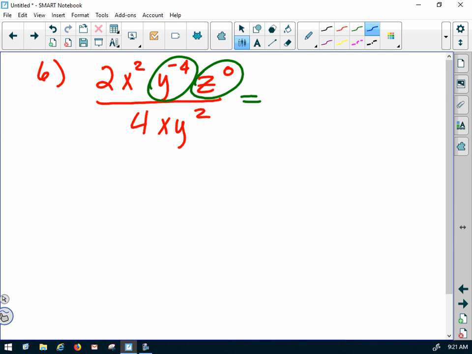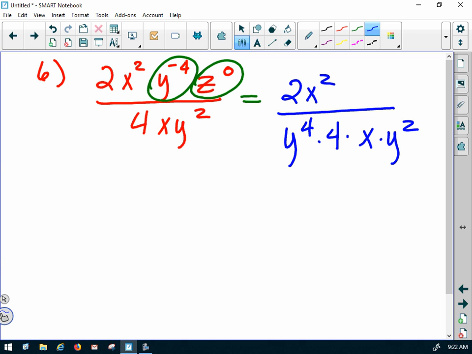So I've got 2x squared. Now, where's that y to the negative 4th? He's going to the basement, so we know he's going to go down here and get positive. And then what's that z to the 0 power doing? It's just 1. Do I have to write down times 1? No. Now let's look at the denominator. Is that 4 happy there? Yeah. Is that x happy there? Yeah. Is that y squared happy there? Yeah. He's 1, so he's gone.